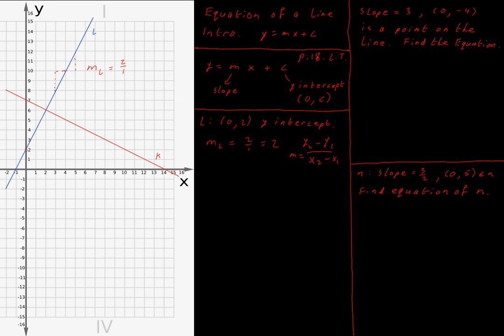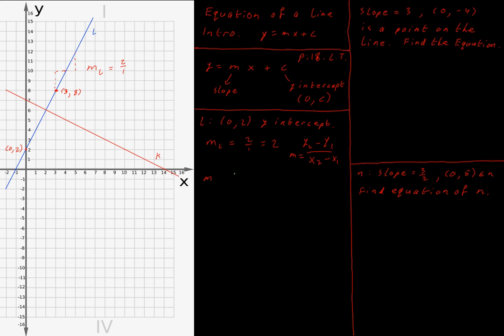So if I pick 2 points here on my line, well, I already have one. 0, 2 is one of the points on my line. If I pick another point, say the one that I had here, that would be in the door 3, up the stairs 8. So 3, 8 is a point on my line, and 0, 2 is a point on my line. If I have 2 points on the line, that's all I need.